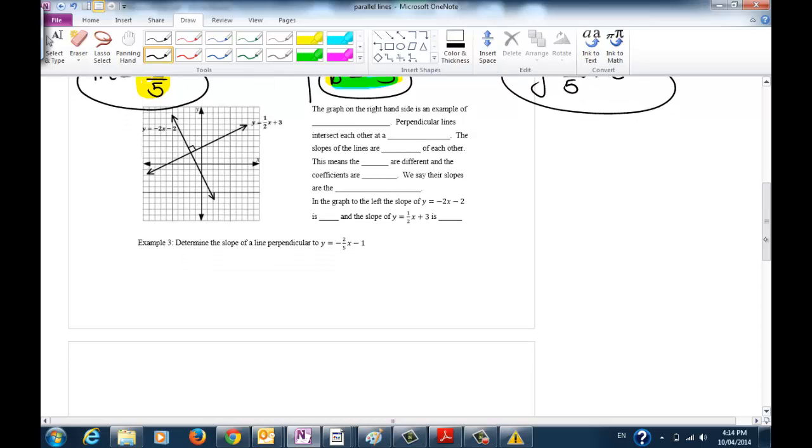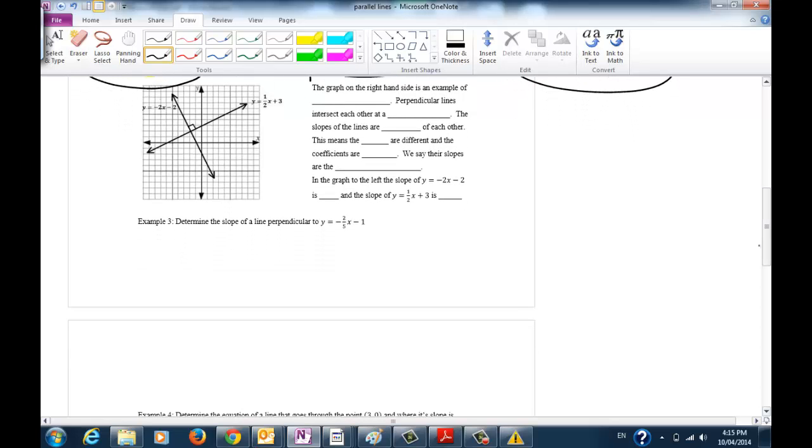All right, our next thing that we're going to do. All right, so we've got a graph here, and it looks a little bit different than our other one. What I want you to notice is that there's two lines, and there is a 90-degree angle in here. Okay, so the graph on the right-hand side is an example of perpendicular lines. Perpendicular lines intersect each other at a 90-degree angle.